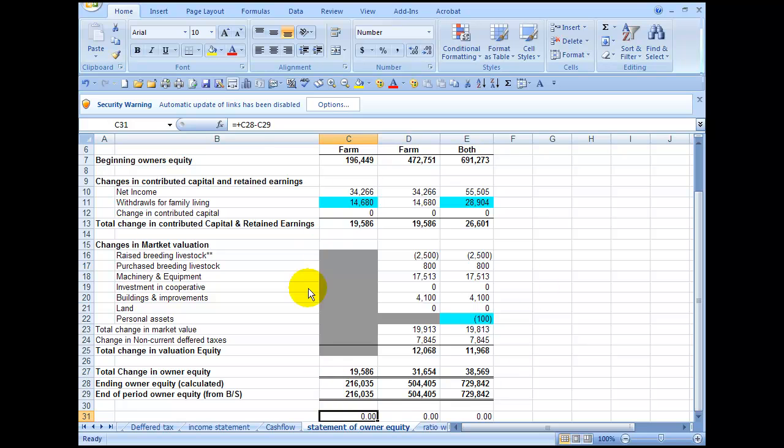So this shows how our wealth changes. We've also shown that all these other statements are fitting together. And that completes creating our financial statements.